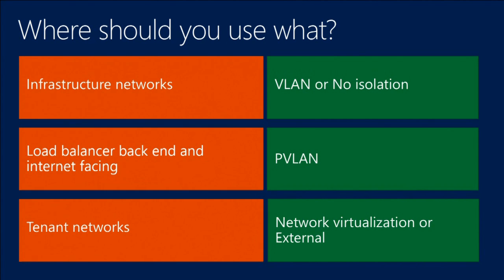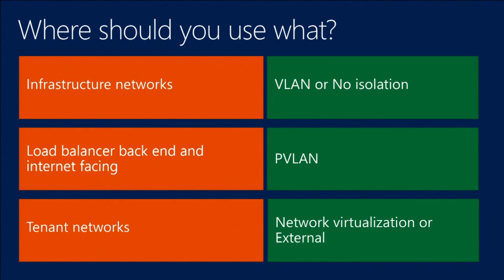You can have a common load balancer backend network that you connect your VMs to, but then those VMs, even if they're from different tenants, can't talk to each other, but they can share that load balancer as the front end. Same thing with things like iSCSI targets. Those are good uses for PVLANs.